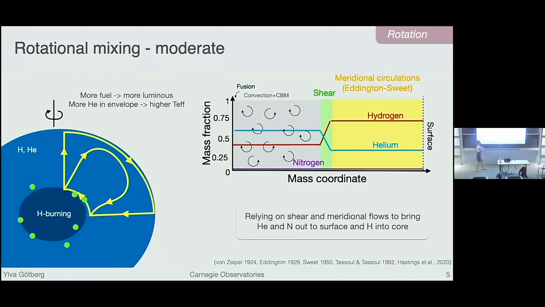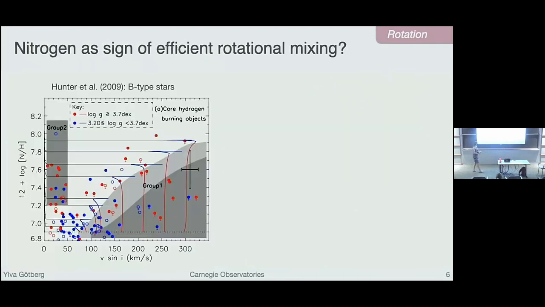Right, so you become slightly more helium-rich there, and you can bring out nitrogen to the surface, which is really the key chemical element that people have been looking for to try to identify whether this is happening. Okay, so what you do then to try to check whether this works, this is called a Hunter diagram. It was created by Hunter in 2009.